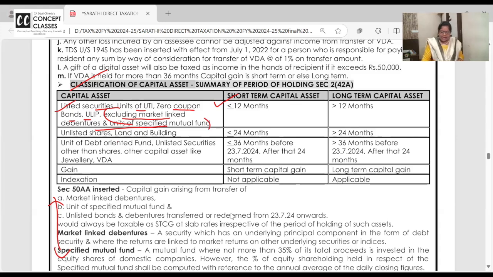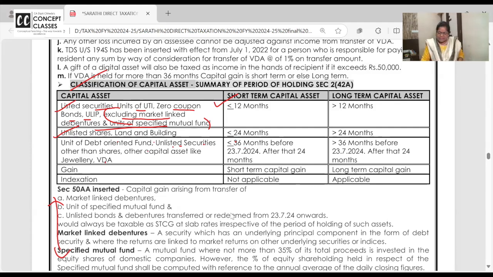Unlisted shares, land and building, up to 24 months, that's 2 years. If you're holding the land and building for 2 years, within 2 years you're selling, then it's short term. More than 2 years, if you hold land and building and then sell, then it's long term. Now, debt oriented fund, unlisted securities other than shares, unlisted shares are covered here. And all the other capital asset, jewelry, virtual digital asset, open plot, all.